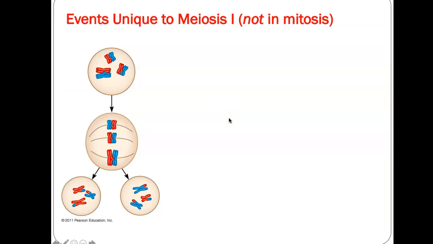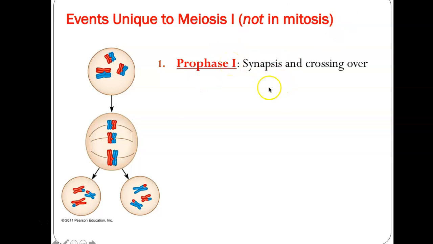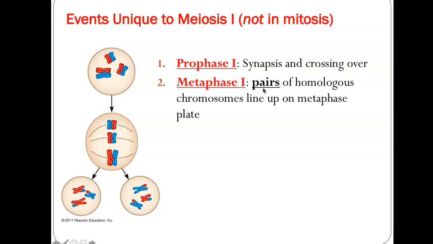The events that are unique to meiosis and not in mitosis are synapsis and crossing over. They happen in meiosis, and do not happen in mitosis. Since it does not happen in mitosis, the cells that result from mitosis are identical. Since it does happen in meiosis, the cells that result from meiosis are genetically unique. In metaphase 1 of meiosis, pairs of homologous chromosomes line up. So you have that tetrad. That doesn't happen in mitosis.